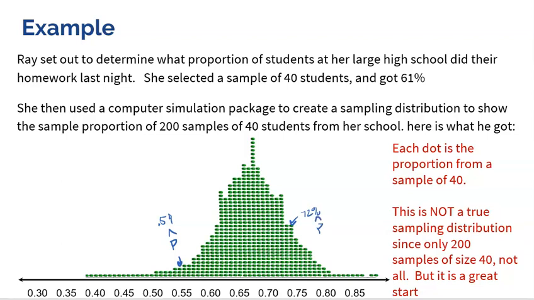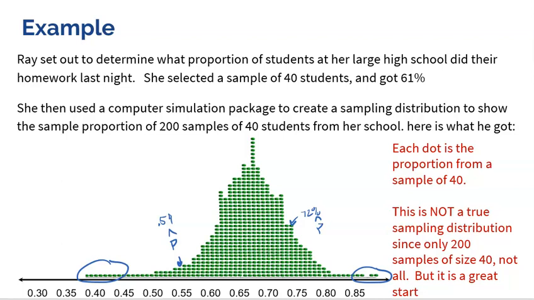Now, look at the shape. It's normal. Very few samples came back low. Very few samples came back super high. Most samples came back right around 67%, somewhere right around there.